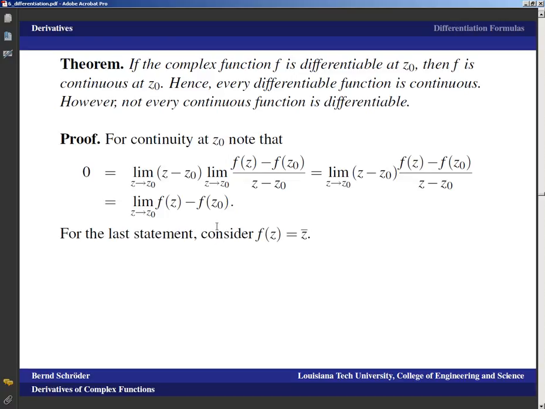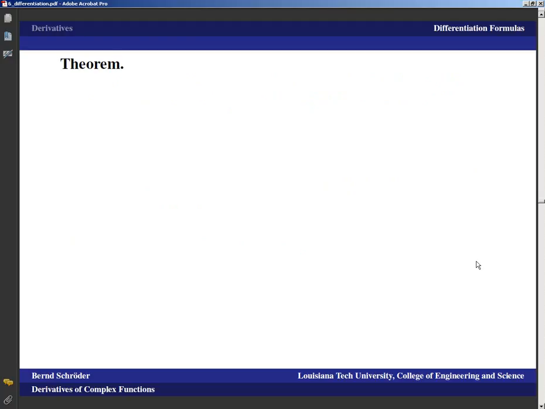Okay, for the last statement, we would simply have to consider the function f of z equals z bar. That function is continuous, but as we have seen on the previous panel, it is not differentiable. In fact, it's not differentiable anywhere. Okay, well, that's that one. And now we're going to talk about differentiation formulas.